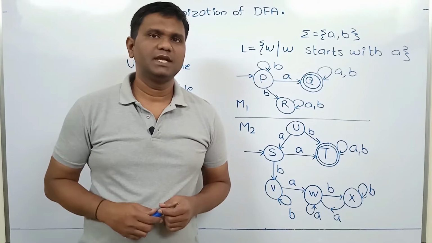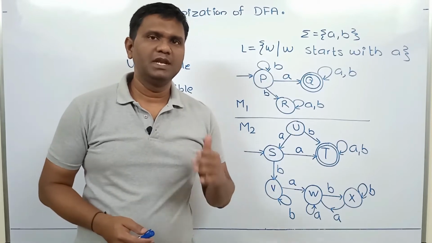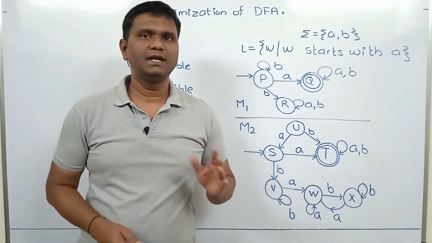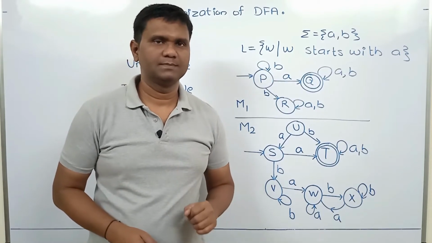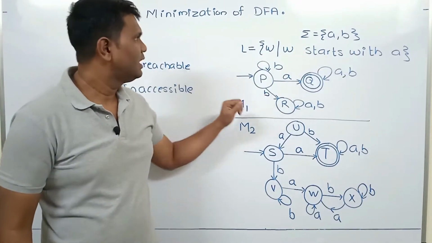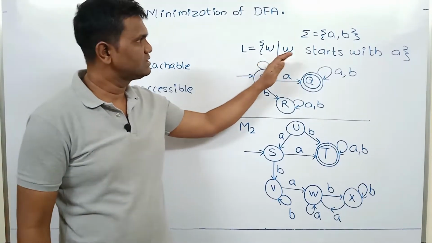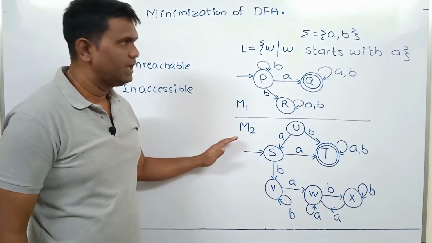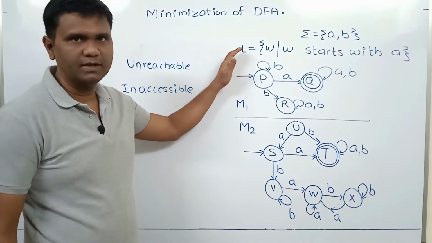In this lecture, we will study minimization of the DFA. Minimization of DFA means for a given DFA to calculate equivalent DFA with minimum number of states. So consider this example, alphabet contains A and B and language L is W such that W starts with A. Now both DFA M1 and M2, they recognize this language.